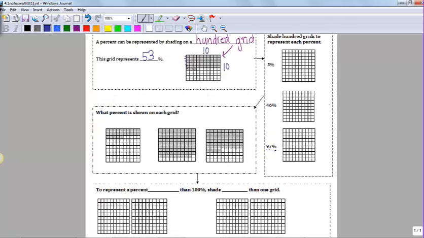So let's talk about what percent is shown in each of these grids below. Now, the first one here, we've got a row of 10, a row of 20, so it'll be 20-something. 1, 2, 3, 4, 5, 25%. Why don't you try the other two on your own? When you've completed that, you can start the video again and carry on.